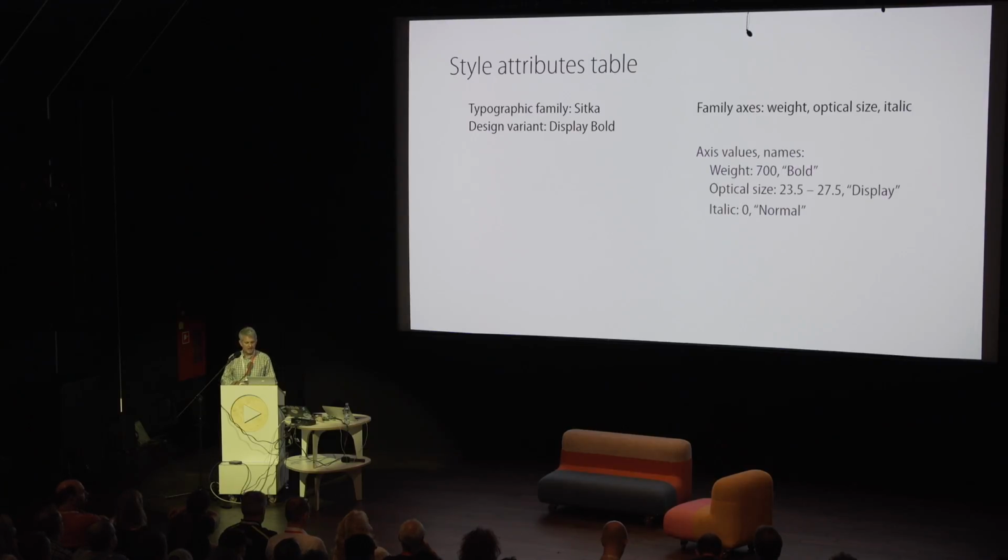So then in the STAT table, we would add additional values that represent what this specific variant is all about. So on the weight axis, it's got a value of 700, and we give that a name of bold. Of course, you can also have localized forms of that. On the optical size axis, it's got a particular numeric range, and we're giving that a name, display. And on the italic axis, it's non-italic, or 0 italic, and we're giving that a name of normal.